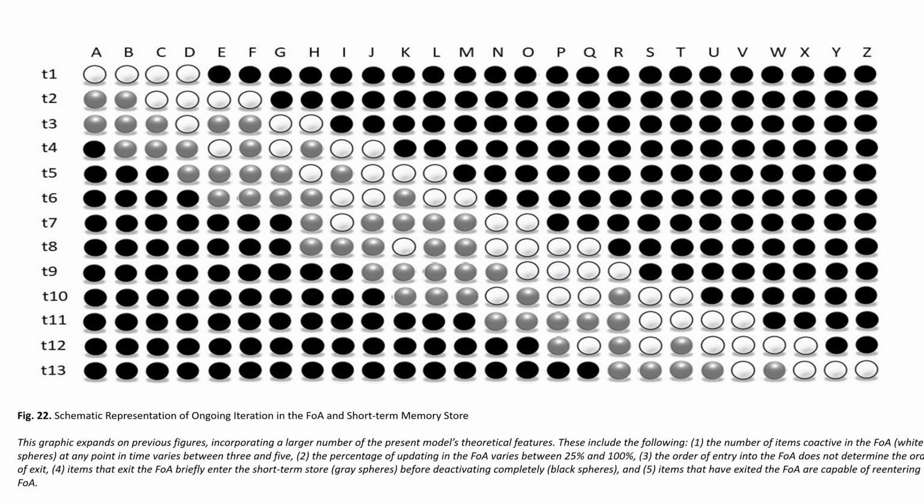This figure goes farther than the others we've seen thus far, incorporating a larger number of the present model's theoretical features. These include: 1. The number of items varies between 3 and 5. 2. The percentage of updating in the FOA varies between 25 and 100%. 3. The order of entry into the FOA does not determine the order of exit. 4. Items that exit the FOA briefly enter the short-term store, gray spheres, before deactivating completely, black spheres. And 5. Items that have exited the FOA are capable of re-entering the FOA. So this forms a more realistic abstraction than the more emblematic figures that have come before.